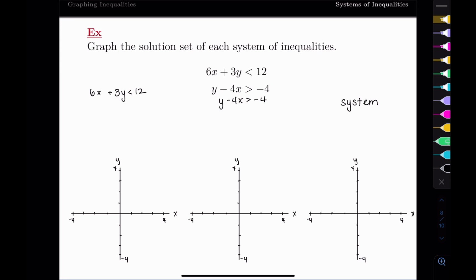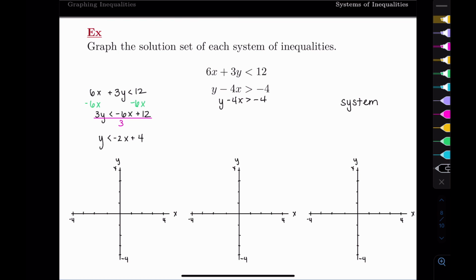So in both of my cases, I'm going to have dotted lines, and that's okay. But I need to get this in slope-intercept form. So I'm going to manipulate this one a little bit differently. I'm going to get the y by itself first. So this gives us 3y is less than negative 6x plus 12. And then I'm going to divide everything by 3. And we need to graph y is less than negative 2x plus 4.